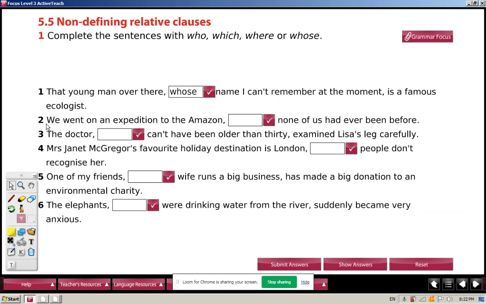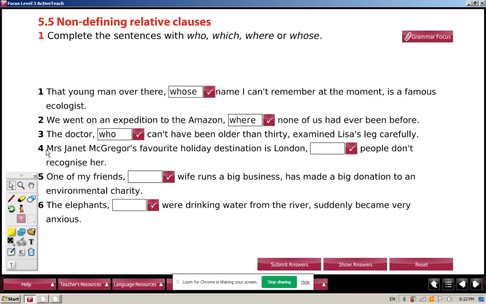Number 2. We went on an expedition to the Amazon. None of us had ever been before. In this sentence, we are talking about a place, so we have to put where. Yes, that's true. 3. The doctor can't have been older than 30, examined Lisa's leg carefully. In this sentence, we use the pronoun who because we are talking about a person.